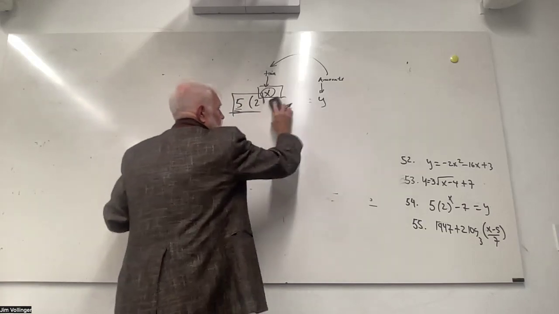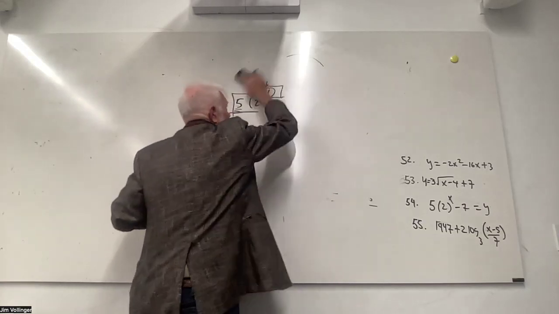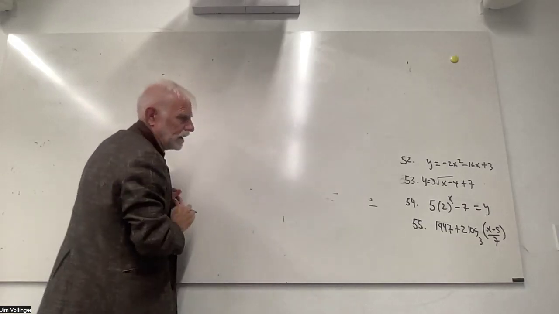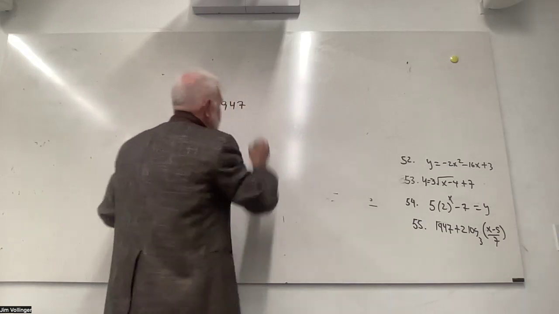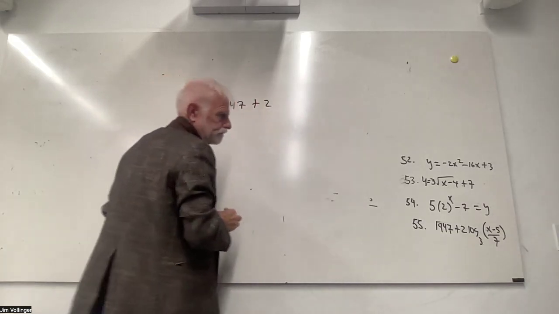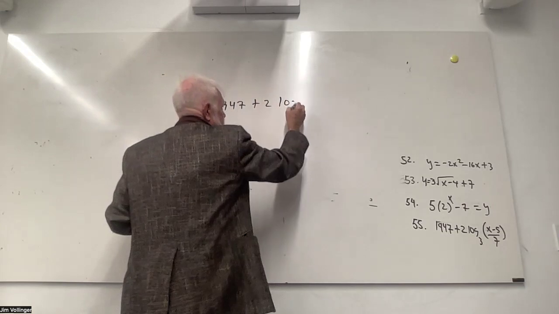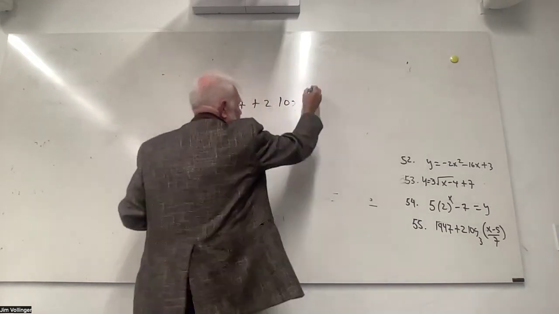All right. Now we're going to do the inverse. We're going to go from amount to time, which is a logarithm. All right. The one I gave you was 1947 plus 2 log base 3 of x minus 5, plus 7.